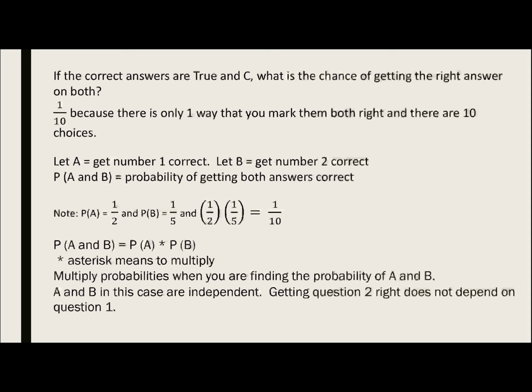The probability of A is 1/2. What's the probability you get a true-false question right? 1 out of 2. The probability of B, getting question 2 right, is 1 out of 5, because only one right answer out of 5 total answers. 1/2 times 1/5 equals 1/10. We multiply fractions straight across. Multiply top, 1 times 1. Multiply the bottom, 2 times 5. The probability of A and B is found by multiplying the two probabilities.